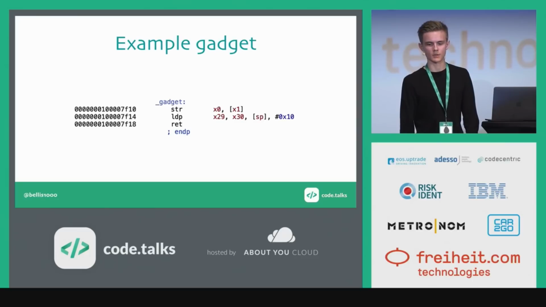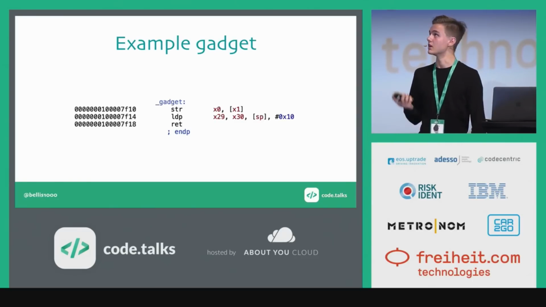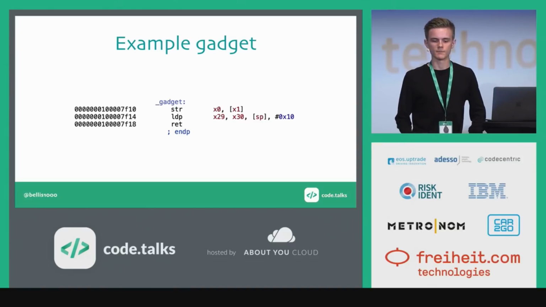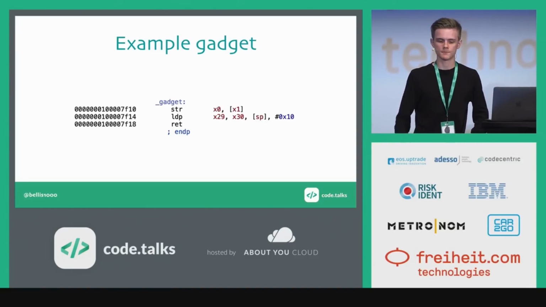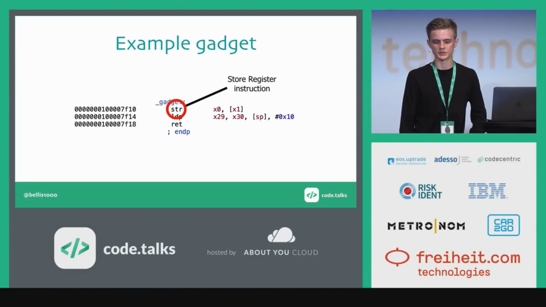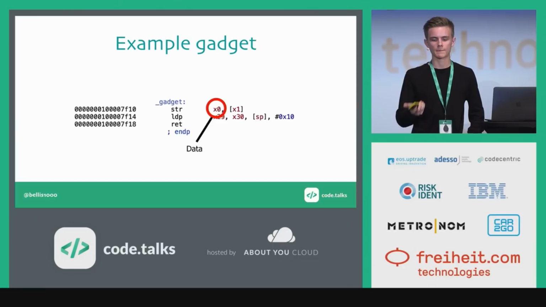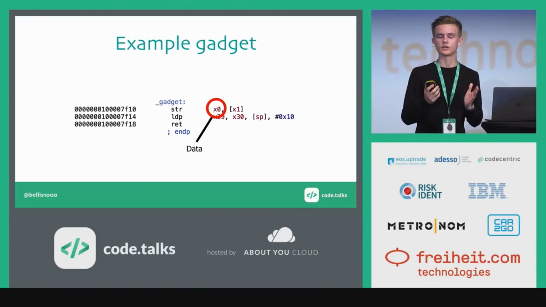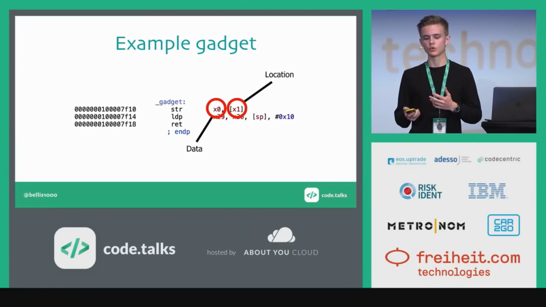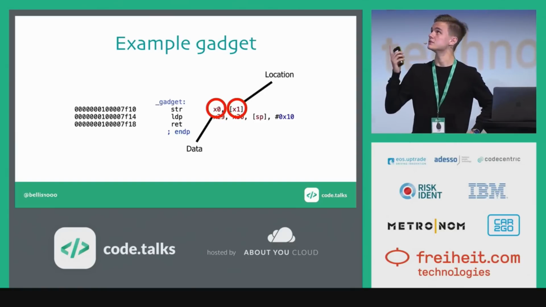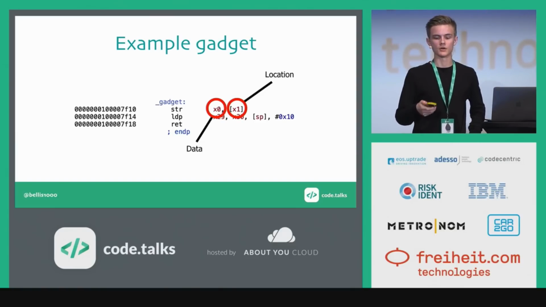So this is an example of a gadget you might find when working on a payload. This is in ARM64 assembly. This gadget consists of 3 instructions, and the first one is an str instruction. This stores the value of a register at a specified location. In this case, we have x0 as the data. So whatever data is currently inside of x0, it's going to be stored, or written, to the memory location pointed to by x1. So why would you want to use this?